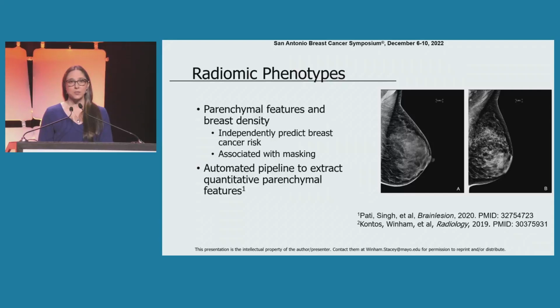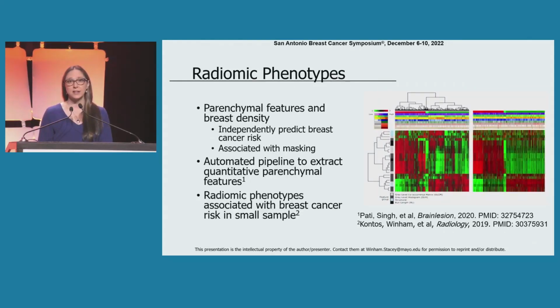So our group has previously developed an automated pipeline to extract hundreds of quantitative parenchymal features. And we've previously applied this pipeline to extract a subset of features, shown here as the rows of this heat map. And we use these features to define and reproduce a set of 4 radiomic clusters or phenotypes, shown as the columns of the heat map. And these radiomic phenotypes were associated with breast cancer risk in a small sample previously. Here we are interested to see if these results scale up to a larger and a more diverse sample set.